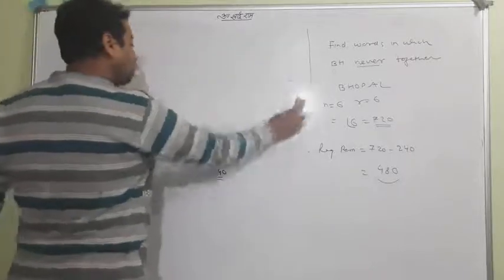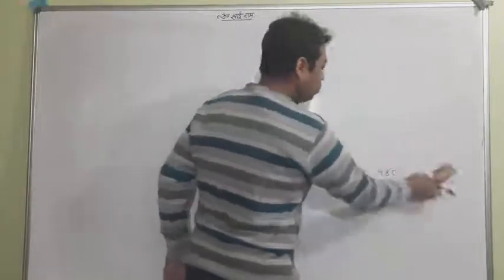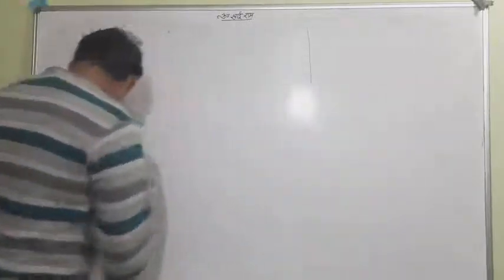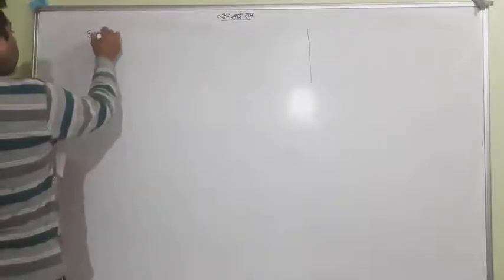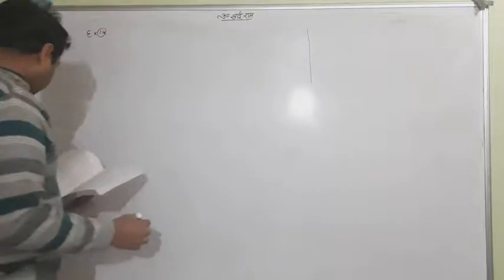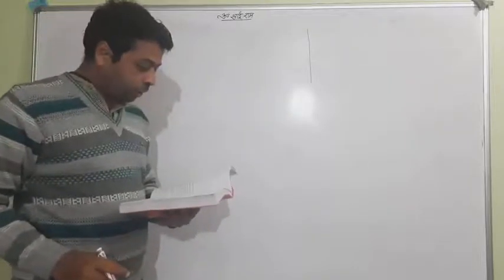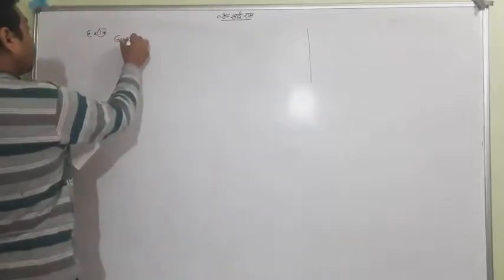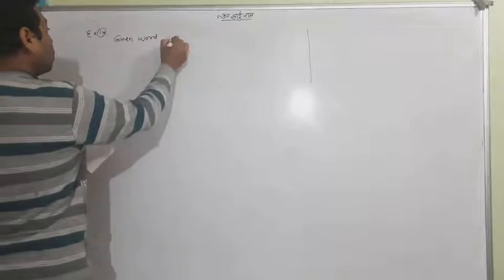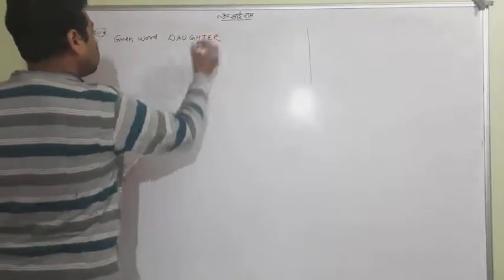Now we will face a problem from the book. Look, I tell you some questions from the book. I have question number 14, example number 14. The question says: find the number of different 8-letter arrangements that can be made from the letters of the word DAUGHTER. Given word: DAUGHTER.